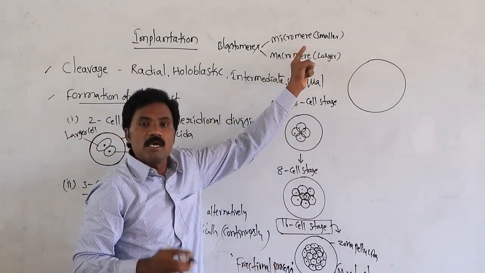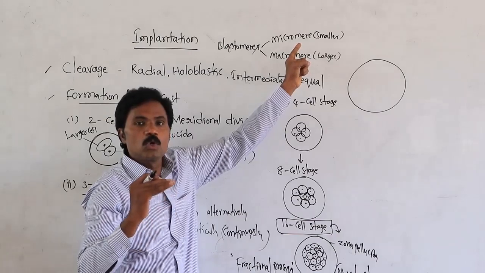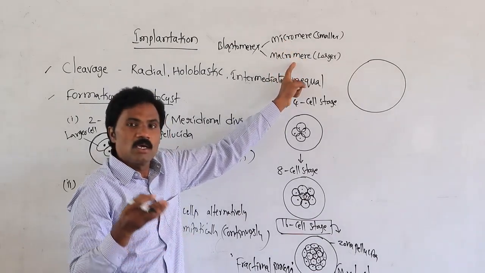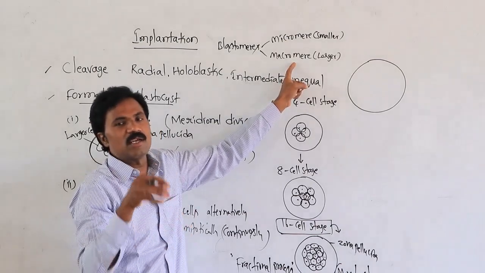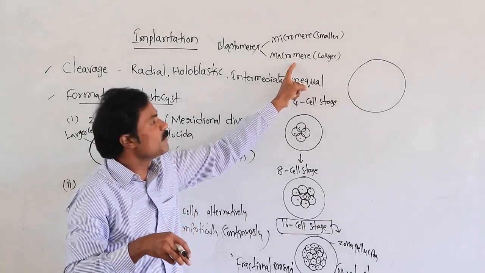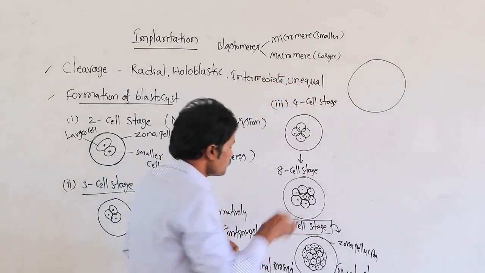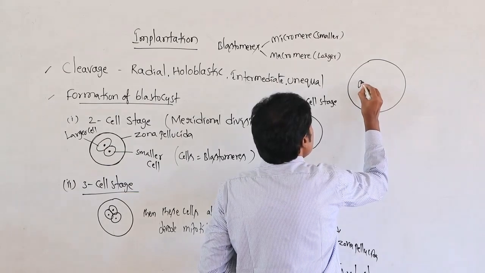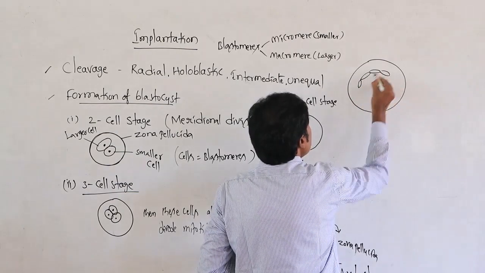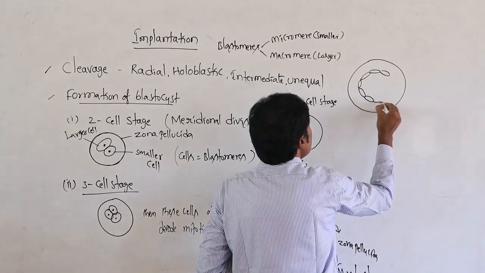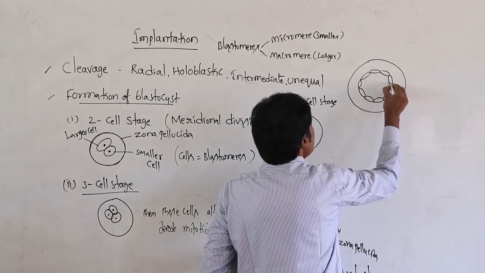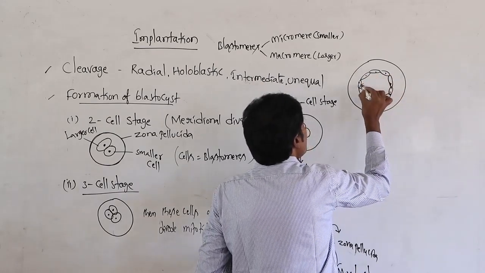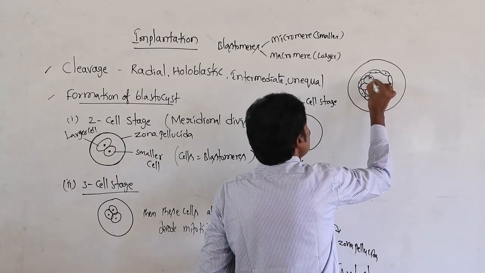Micromeres are normally present towards the peripheral part, and macromeres are present in the inner part of that arrangement. These are related to the peripheral and the inner, which is a little bit larger.